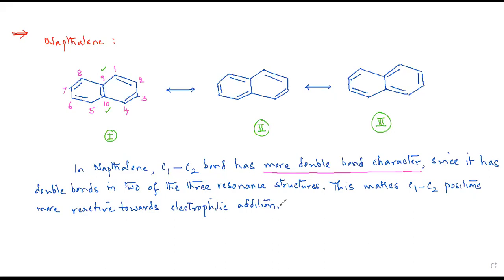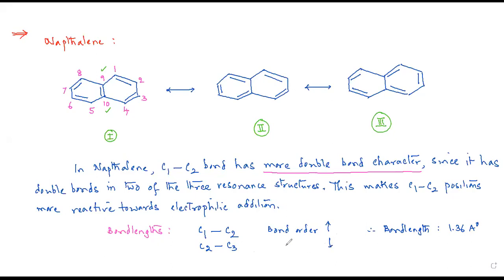Now we know that the bond order is inversely proportional to bond length. So if we consider the bond length, C1 to C2, which has got more bond order, is more. Therefore, bond length, of course, is 1.36 angstrom. Okay. And if you observe C2, C3, bond order is less.